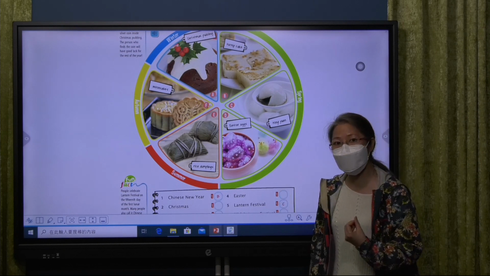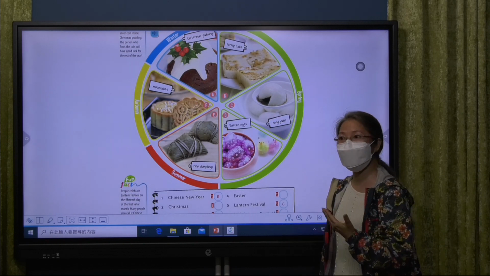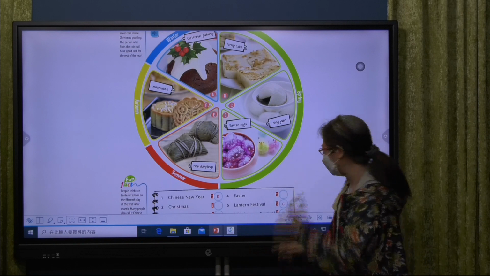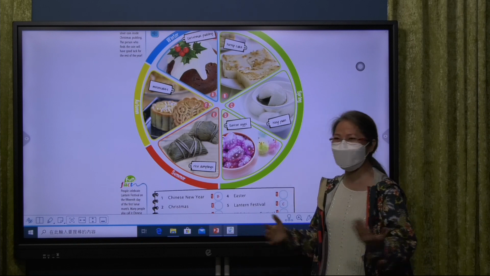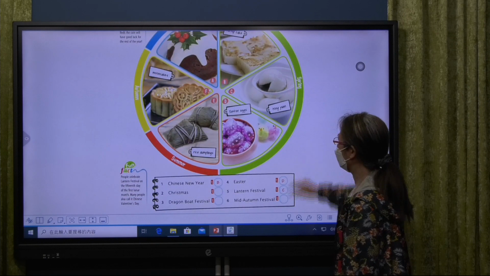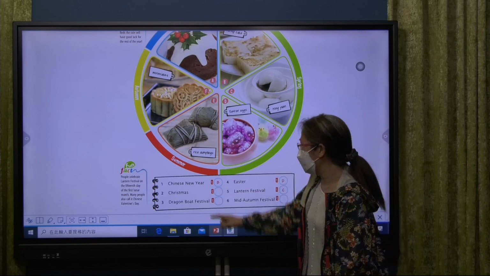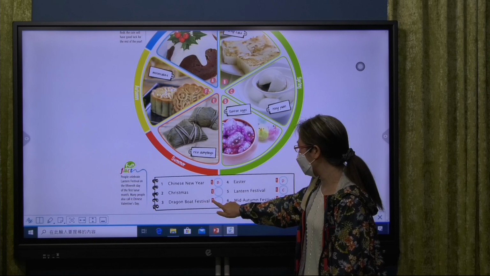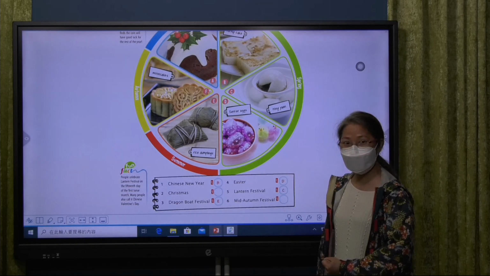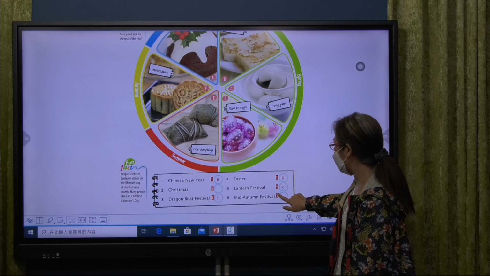Lantern Festival in Chinese, 元宵節. And how about Easter eggs? Oh, very obvious. We eat Easter eggs at Christmas. At Easter. This year is 2020, so I may be too old. And rice dumplings. When do we eat rice dumplings? Of course, at Dragon Boat Festival. And how about mooncakes? Very easy. Obviously, we eat mooncakes at Mid-Autumn Festival.